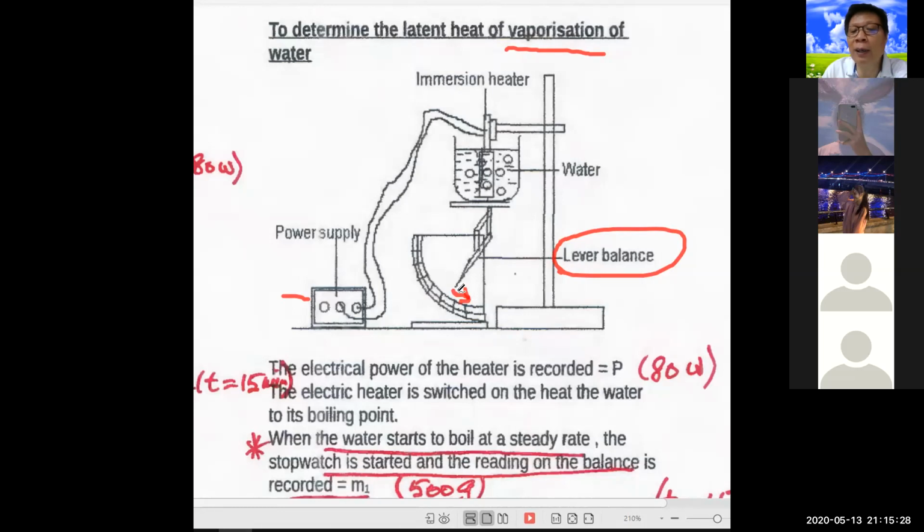So it's very straightforward now. You can see how much water has disappeared already. You can just read it from the level balance.